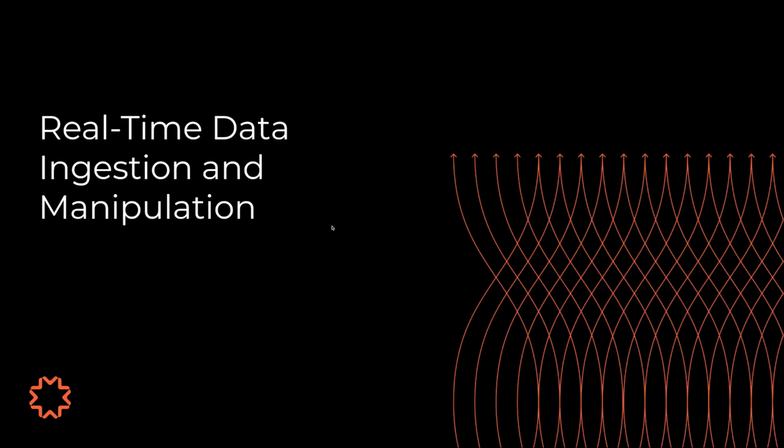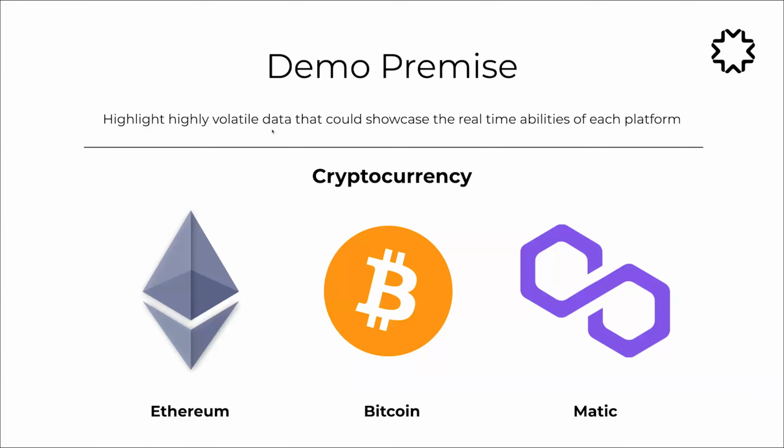All right, so real-time data ingestion and manipulation. The demo premise is that we wanted to pick something highly volatile just so that we could show changes in this data over time. It's going to be easier to do this with cryptocurrency just because second by second, any coin on the market can change pretty drastically, whereas something like the stock market or even inventory or transactions are going to be a little more static and a little more slow flowing. Big cryptocurrencies just have a tendency to be extremely volatile and show a lot of differences in their data.